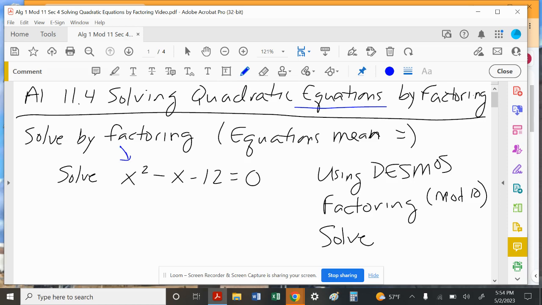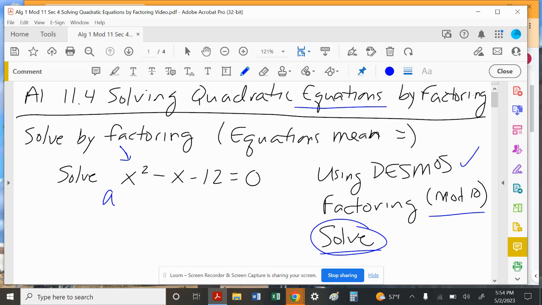And what we do is like what we do normally. We are going to use Desmos. You'll get a chance to see how to do that. We're going to factor just like we did in Module 10. That's where we learned how to do some of the factoring, including some of the special factoring. And then the last thing we're going to do is solve, which is something that's brand new.